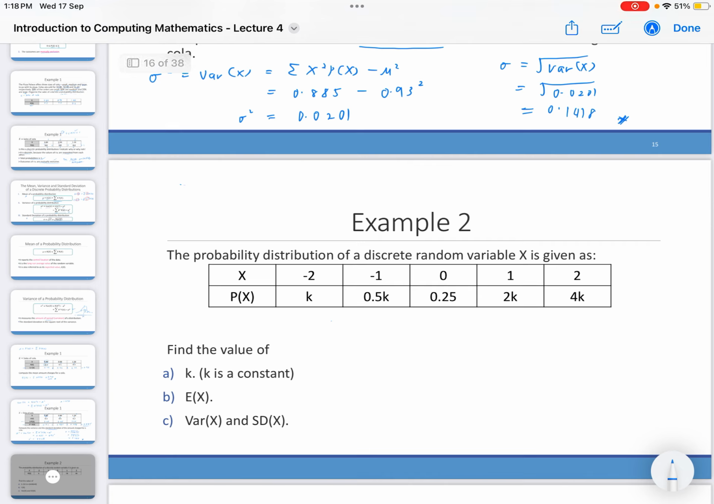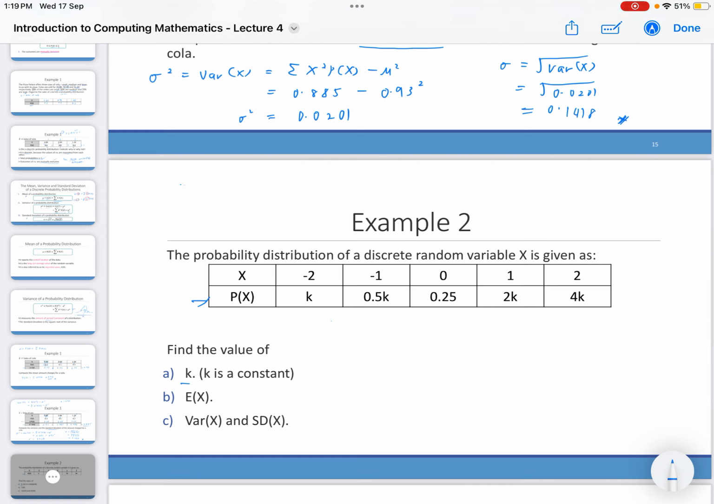Okay, let's look at another example. Example 2. So we are given the probability distribution of a discrete random variable x in this table. The value of x equals -2, -1, 0, 1, 2. And then we have the P of x here, and the P of x is in terms of k. So we have k and then 0.5k and so on. Part a, find the value of k. So k is a constant value.